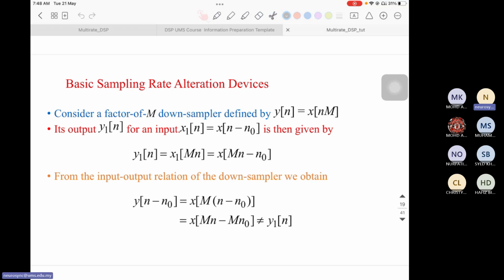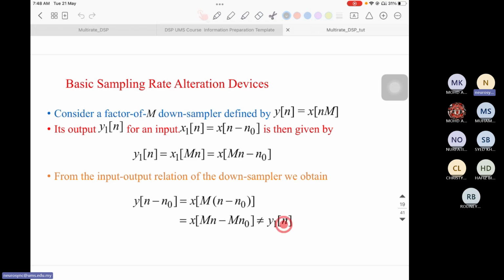So in the first case, this is the output due to delayed input. The second case is the delayed output. These two are not the same. Therefore, I can say that the given system is a time varying system. So the downsampler is a time varying system. This is linear, but this is a time varying system. In a similar manner we can also prove it for the upsampler, so the upsampler is also a time varying system.